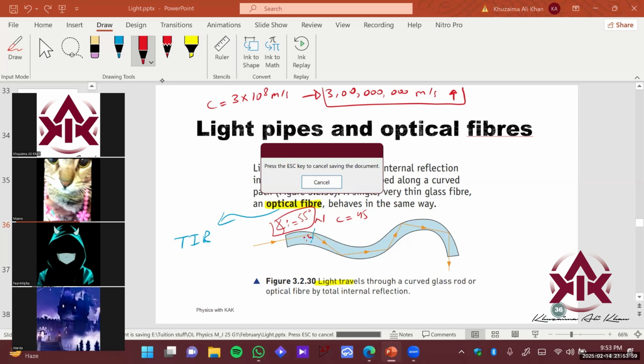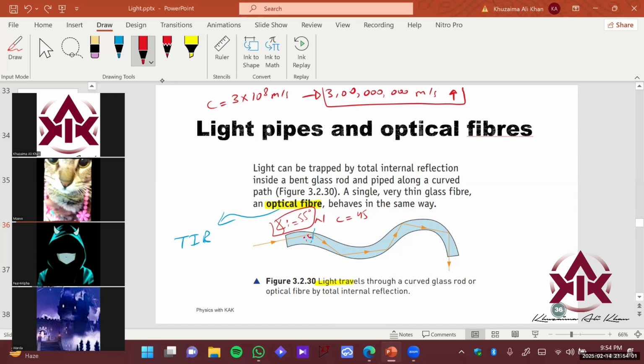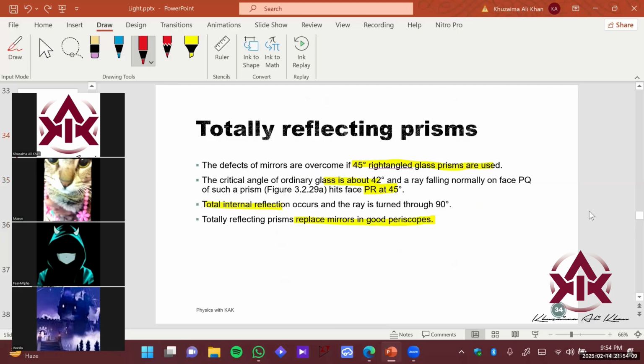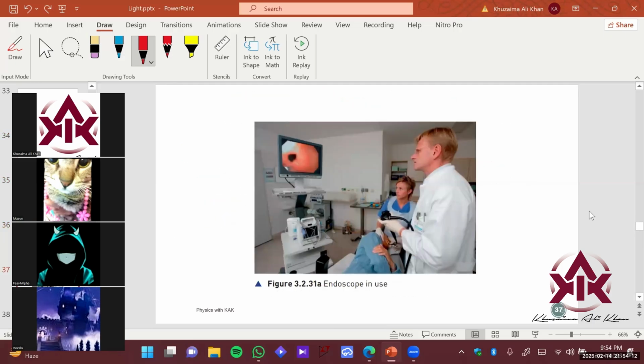So that's how total internal reflection is getting utilized in the real world, right? We are advancing, we are developing this technology. So whatever you're learning over here is not just theoretical, it's getting applied in real life also, right?